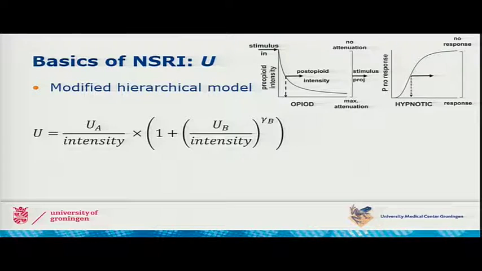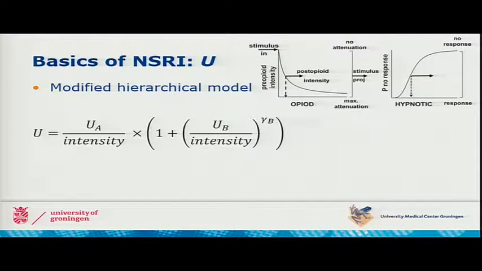The hierarchical model is more complex, and when applied to anesthesia, it describes an interaction in which a stimulus with a certain pre-opioid intensity is first attenuated by an opioid drug, and the higher the concentration of the opioid, the more the intensity of the stimulus is attenuated. This post-opioid intensity will then go through the effects of the hypnotic drug, resulting in a certain probability of response or probability of no response.